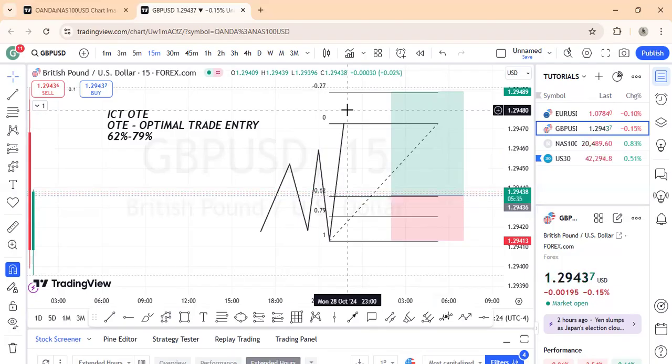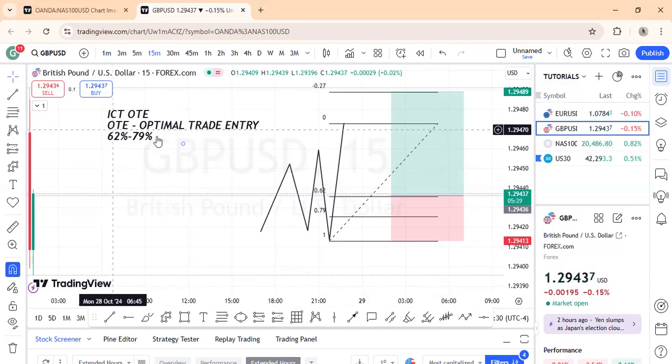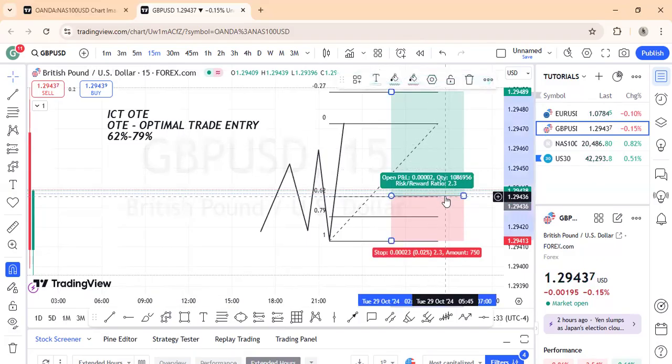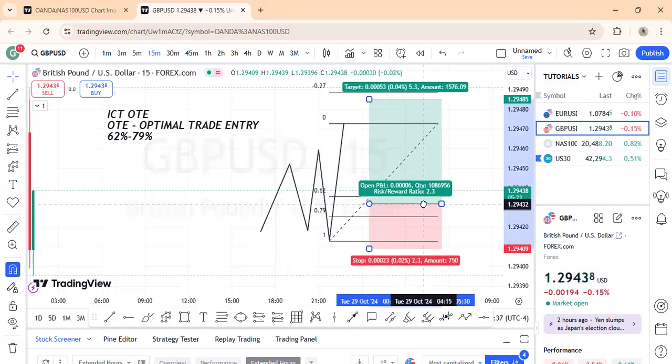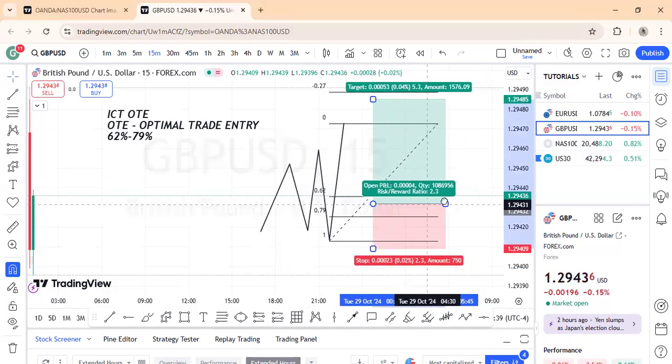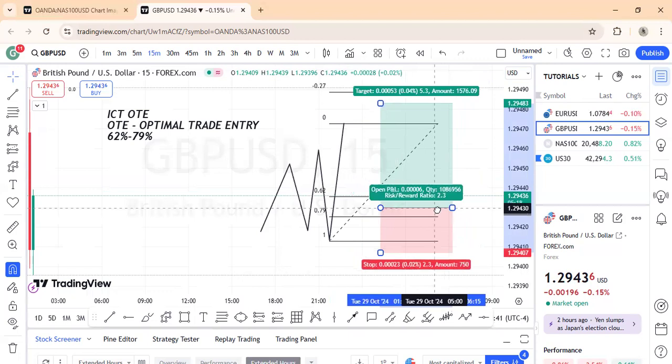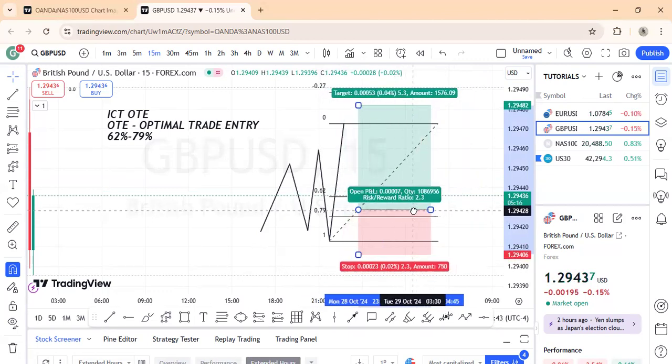And this is how ICT OTE is used. Now, you must not put your entry at 62%. Of course, if you're able to see a good entry anywhere inside there, that is a good entry. It's not specific that you must use 62%. If you see a reason why price should drop to 79, you can put your limit there.